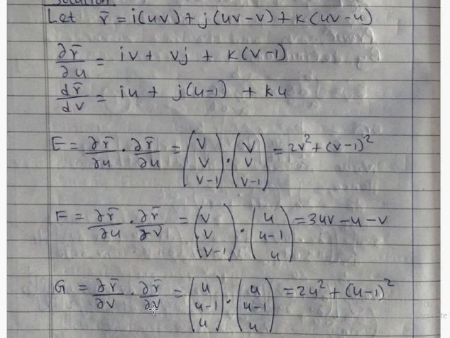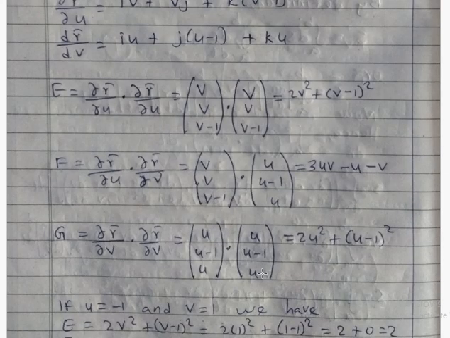Next we look for the value of G, and G is partial r partial v dot partial r partial v. So partial r partial v is u, u minus 1, u, then dot partial r partial v again, which is u, u minus 1, u. So we have u times u, that is u squared, plus u minus 1 times u minus 1, plus u times u, that is u squared, and this simplifies to 2u squared plus the square of u minus 1. So those are the values of E, F and G in general, and so those are the first quadratic differential form in general.